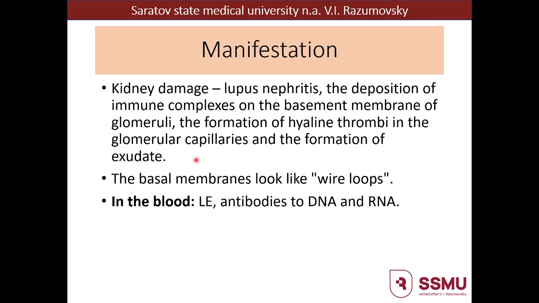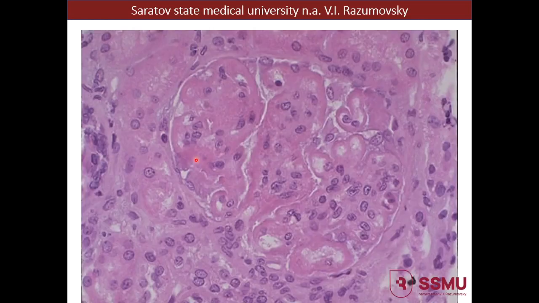And microscopically it looks like wire loops. I will show you on the next slides. In the blood we may see LE cells. They are special macrophages, special transformed macrophages, and we may find special antibodies to DNA and RNA here.